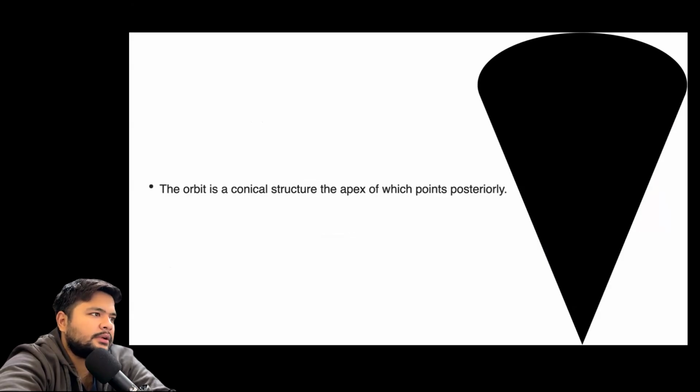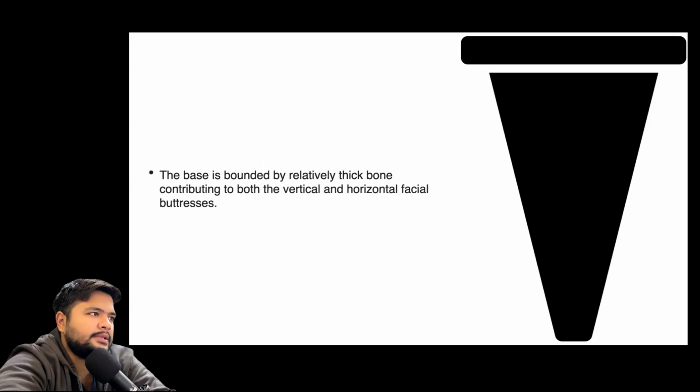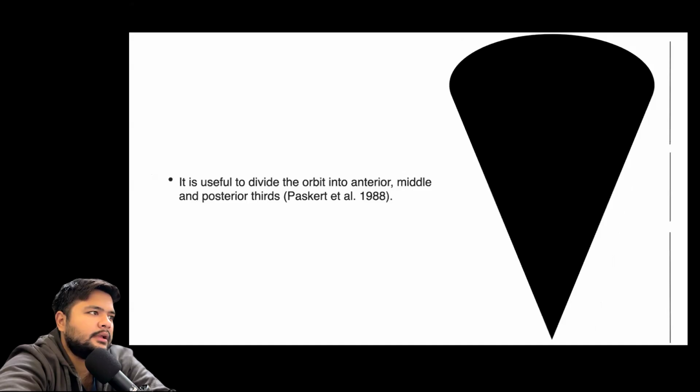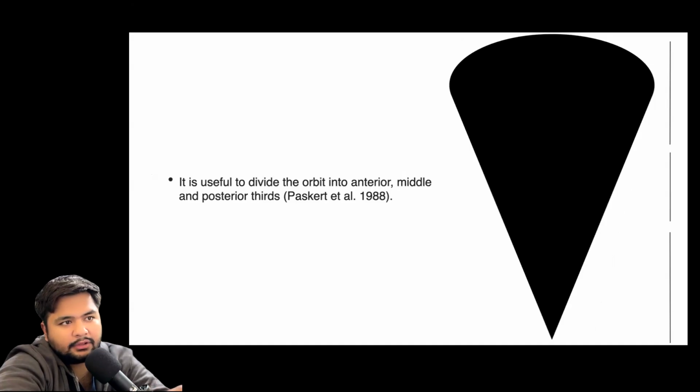The orbit is a conical structure, the apex of which points posteriorly. In the lower part you can appreciate the apex, which denotes the posterior aspect. Then coming to the base of the cone, the base is bounded by relatively thick bone, contributing to both the vertical and horizontal facial buttresses. It is useful to divide the orbit into anterior, middle, and posterior thirds. I have made three lines on the right side of the cone, which denote the anterior, middle, and posterior thirds.